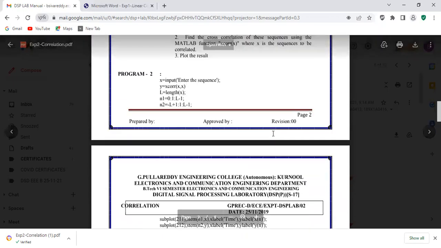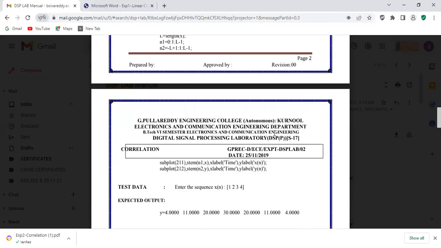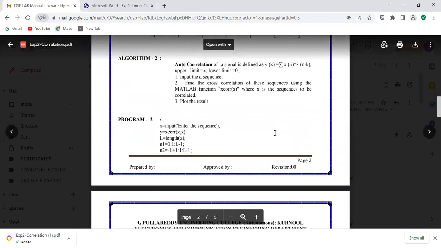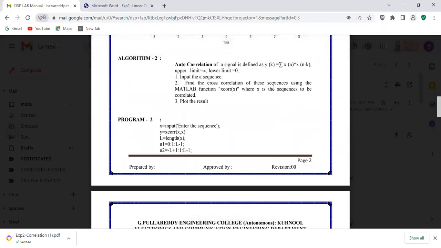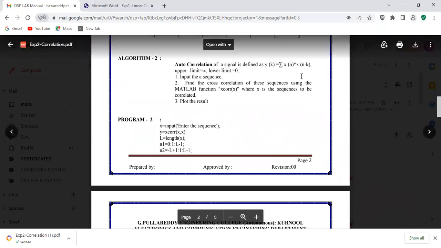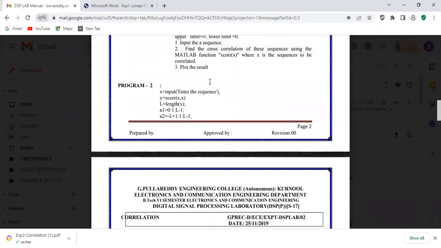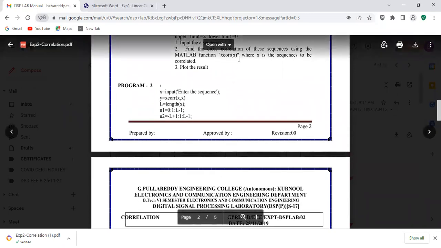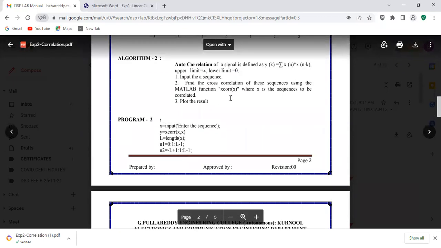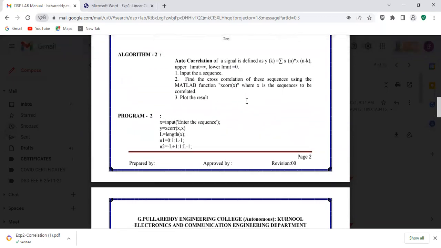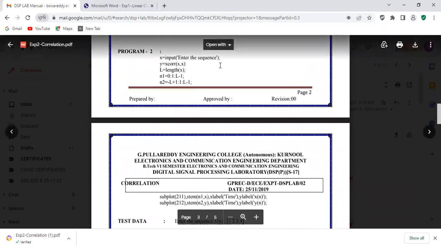Next, we can go for autocorrelation. Autocorrelation, as we already said, is x of n with a delayed version of the same sequence. The same sequence we have to take, and that is considered autocorrelation. Two different sequences you can consider as cross correlation. Just observe here: in this case, the MATLAB function used for autocorrelation is xcorr of x. x is the input sequence, enter the sequence, y equals xcorr(x, x).